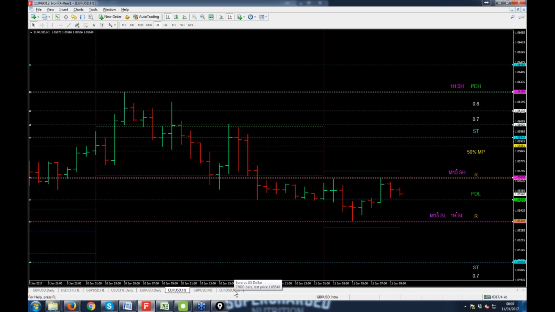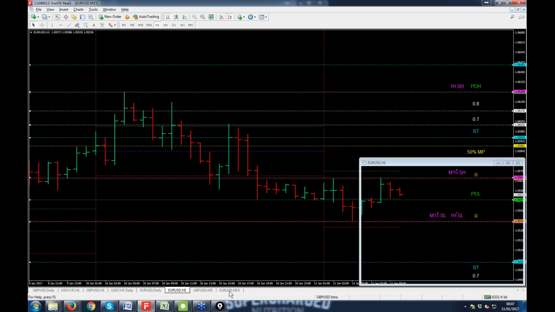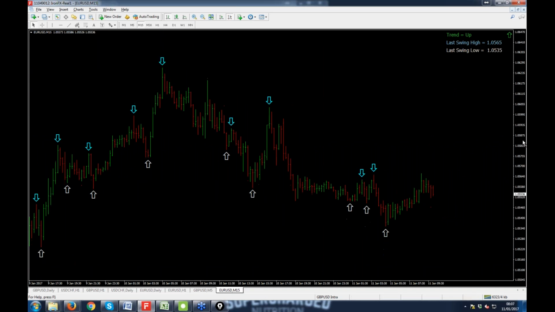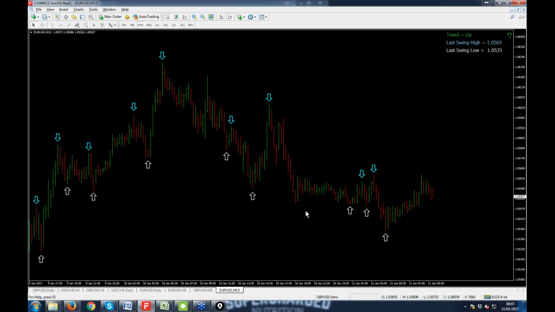The way that these swing highs and lows are generated is according to a mathematical formula. If you look at this plain chart of the Euro-US dollar, you can see that here we have pre-laid onto this the smart money indicator. It's telling us exactly, according to a mathematical formula, where the swing highs and lows are.